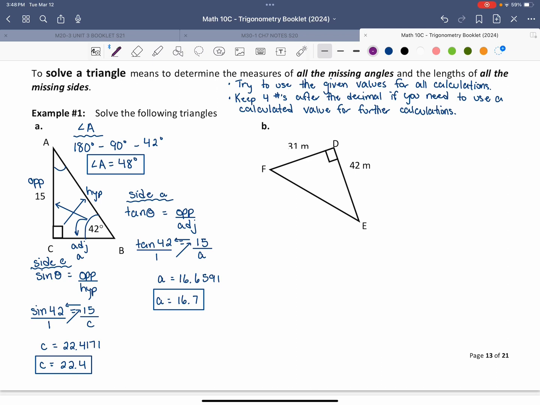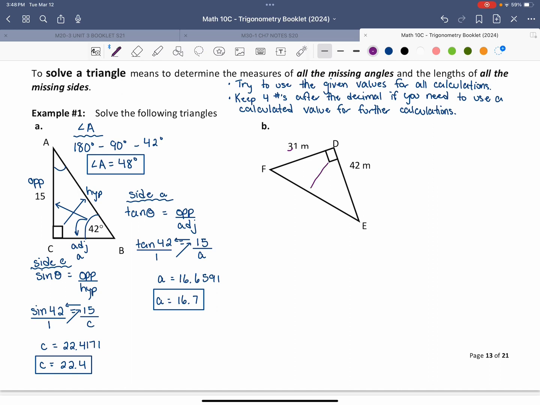Next one, we have two sides of a right triangle. This is 31 meters. We need to find the missing side and the two missing angles. So I'm going to start with the side. I have two sides of a right triangle. That means I can use Pythagorean theorem to find the third side.